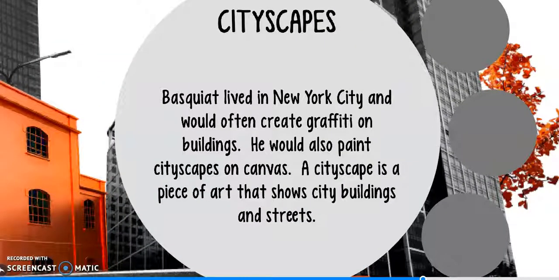Basquiat lived in New York City and would often create graffiti on buildings. He would also paint cityscapes on canvas. A cityscape is a piece of art that shows city buildings and streets.